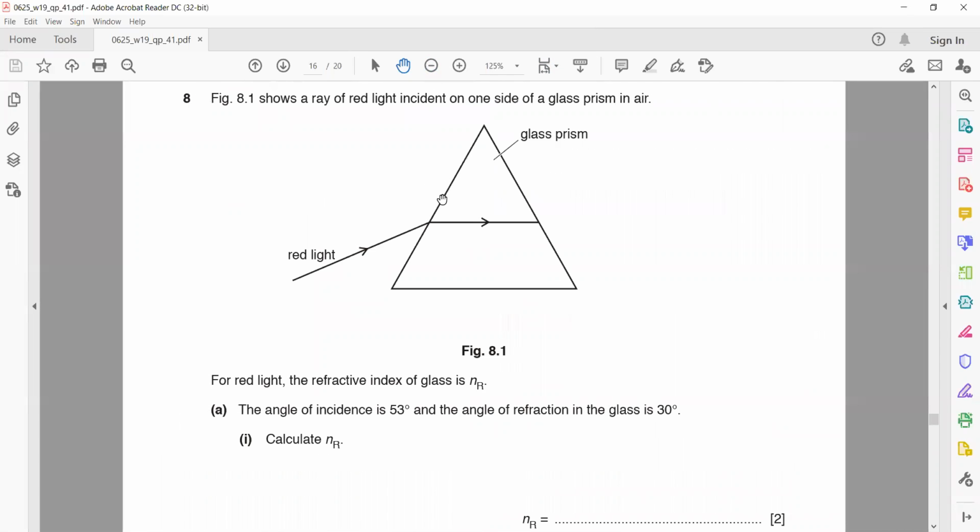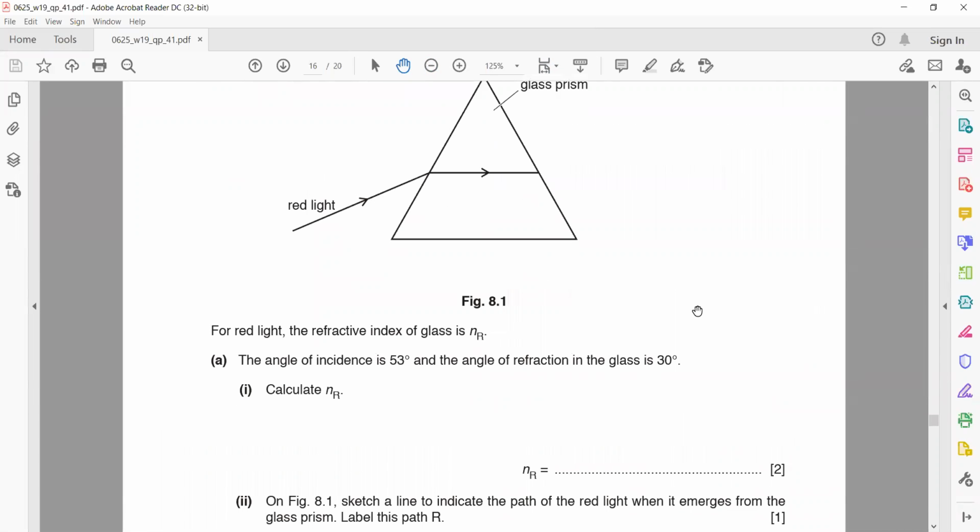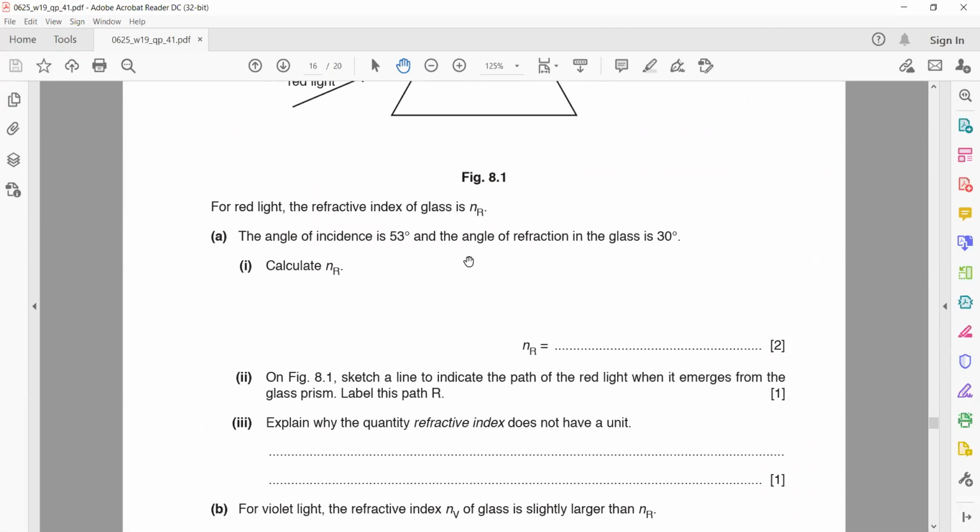Figure 8.1 shows a ray of red light incident. So we need the refractive index. Refractive index is sin i over sin r. Angle of incidence is 53 and angle of refraction is 30. So it will be 1.6.